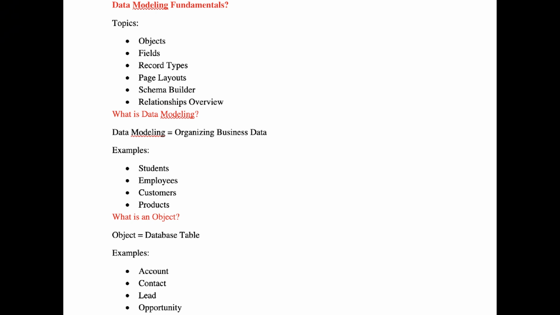An object is similar to a table in a database. It stores records of a specific type. For example, an account object stores company information, while a contact object stores customer information. Think of an object as a spreadsheet where each row represents a record.